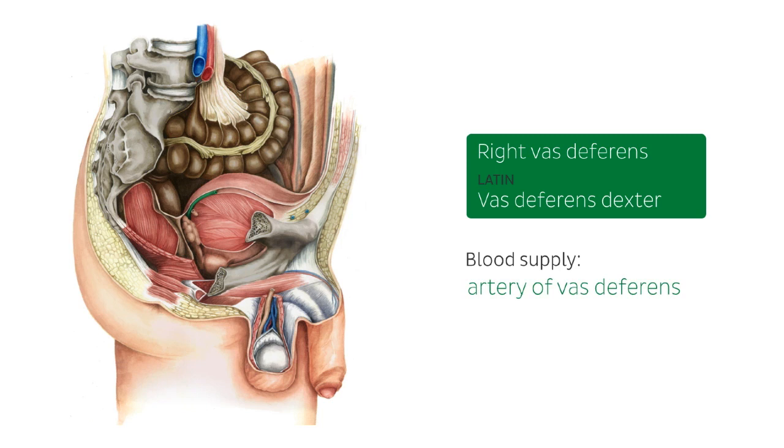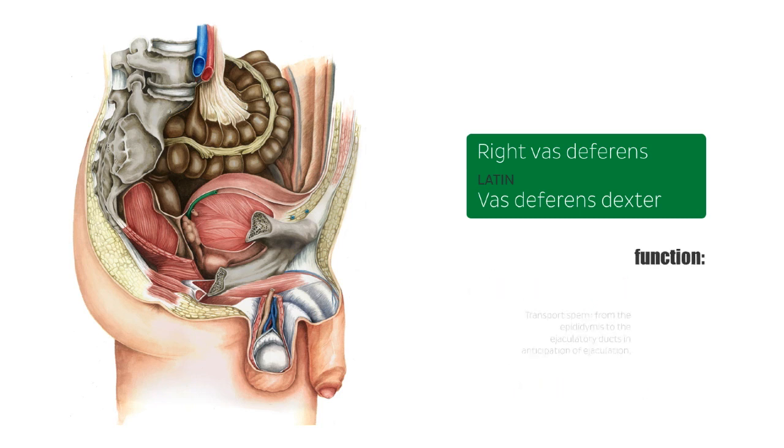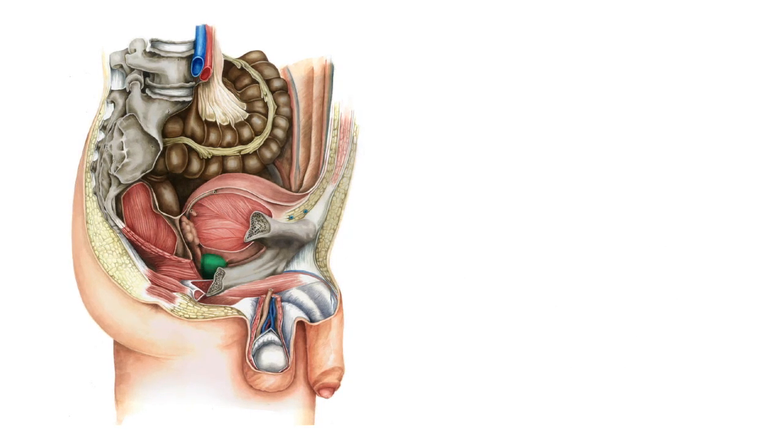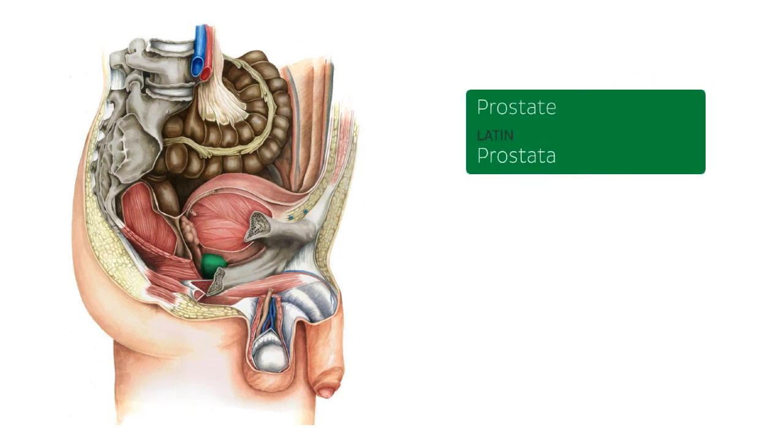This artery normally arises from the vesical artery, a branch of the internal iliac artery. As for a function associated to these structures, they transport the sperm from the epididymis to the ejaculatory ducts in anticipation of ejaculation. We're going to move on to this structure that you see here under the bladder. This is known as the prostate.